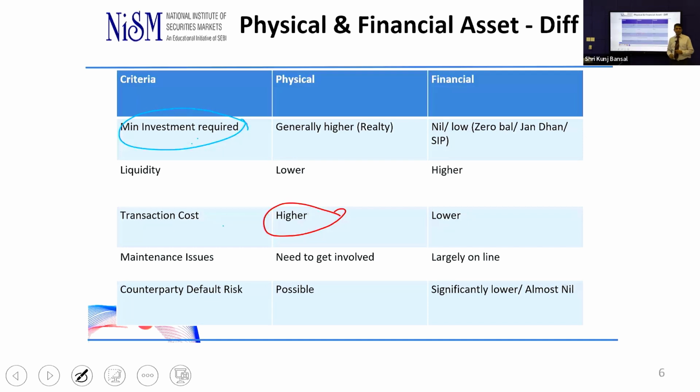Maintenance issue, again, in case of property and things, you need to get involved. You need to keep looking after the things. If you are given it on a rent, you need to keep monitoring it for maintenance. Even if you're not given it on rent, you are keeping it locked. You have to make sure that it's safe and sound. In financials, it's largely online. You don't have to do anything.